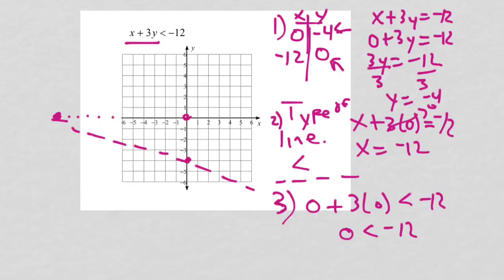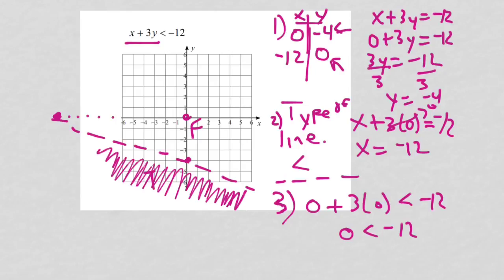So this side is false, which makes that side a loser, which means this side has to be true, and it's the winner. Winner, winner, chicken dinner. So we're going to go ahead and shade this side of the graph in. Okay? Now, let's try this again.